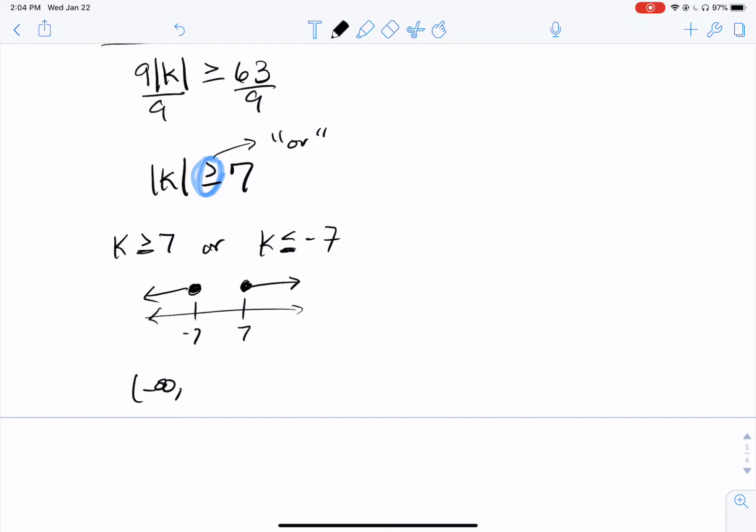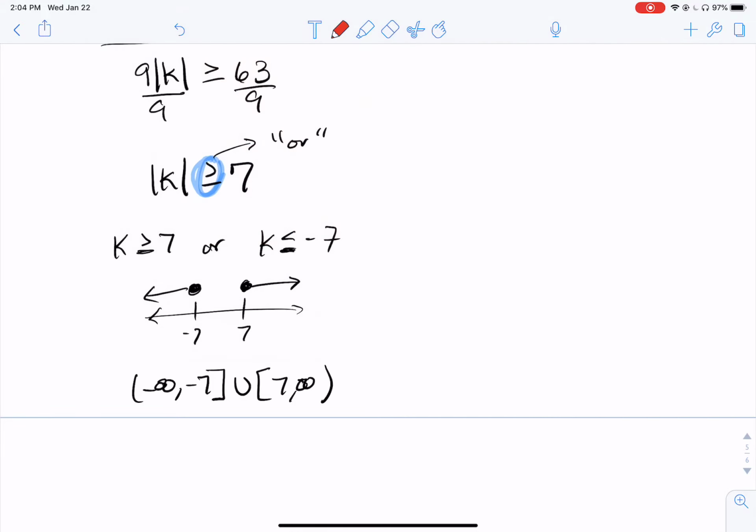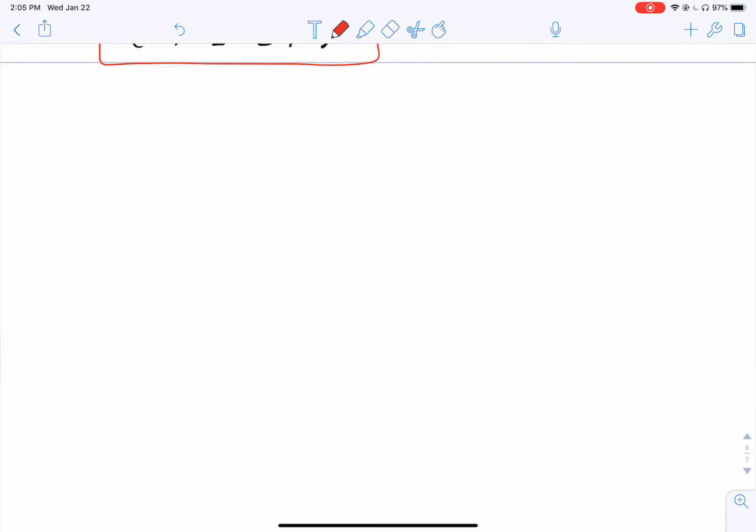So our interval will go from negative infinity to negative 7, use a bracket there, and it will go from positive 7 to positive infinity, and use parentheses at the end. So this would be, let me use red. This right here would be your solution. That right there is your solution. All right, that was number 10. So that moves us to number 11.